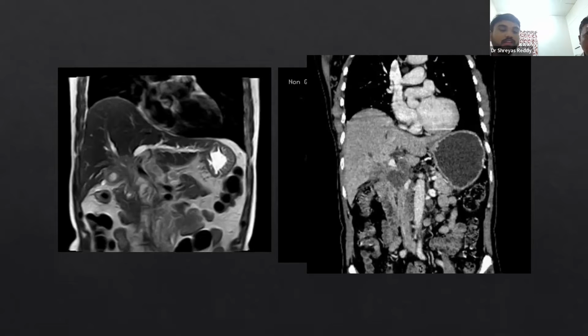Excellent. So PTBD is generally considered in patients where the lesion is very high up, like in confluence lesions, or when the ERCP has failed. People do attempt ERCP in these cases, but generally it fails because of the very high level of the lesion.